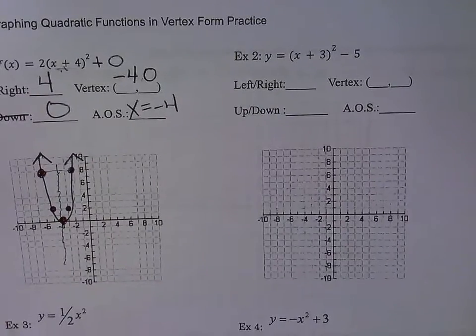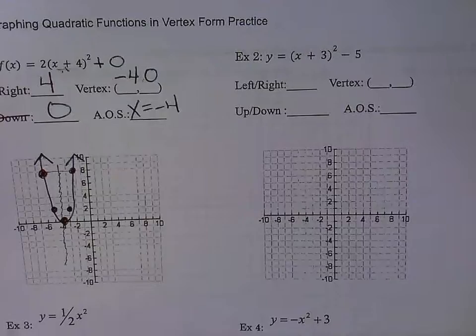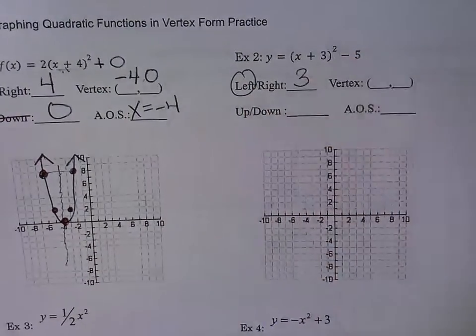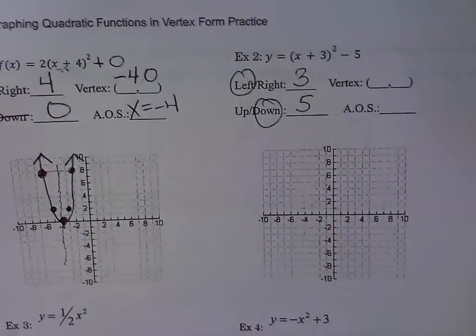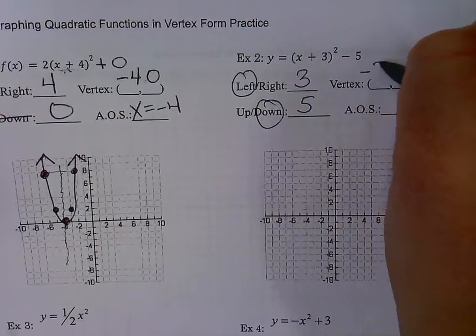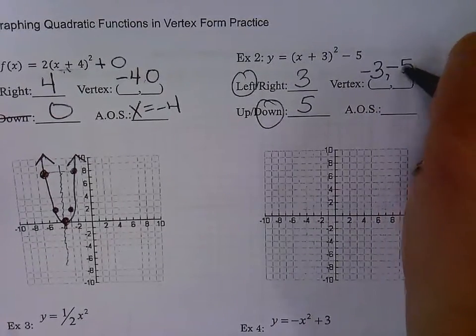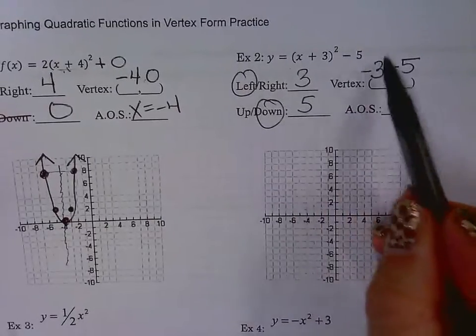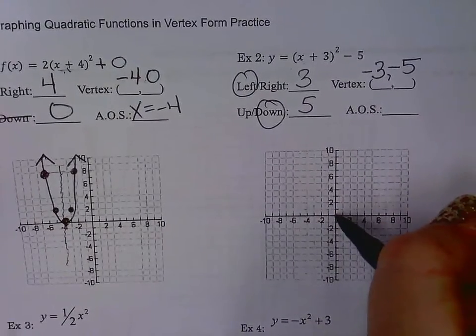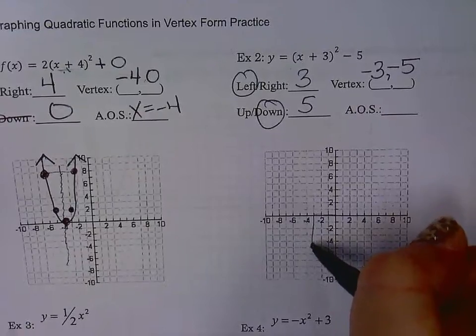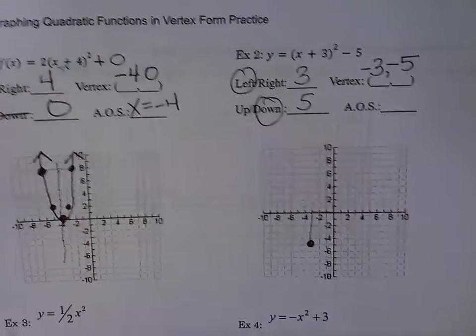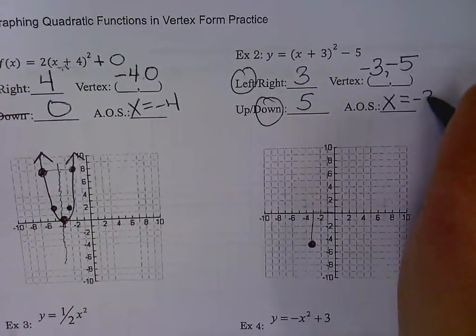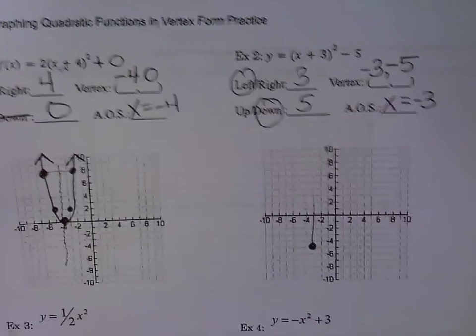All right, what about the next one? Am I going left or right in this next example? Yeah, this +3 goes left 3 units. Am I going up or down? I'm going down this time 5. So let's see, let's write that. -3, -5. Right? Left 3, down 5. So I can plot where that is. Left 3 and down 5. Here's my vertex. And my axis of symmetry, x equals -3, because it's a vertical line through that vertex point.